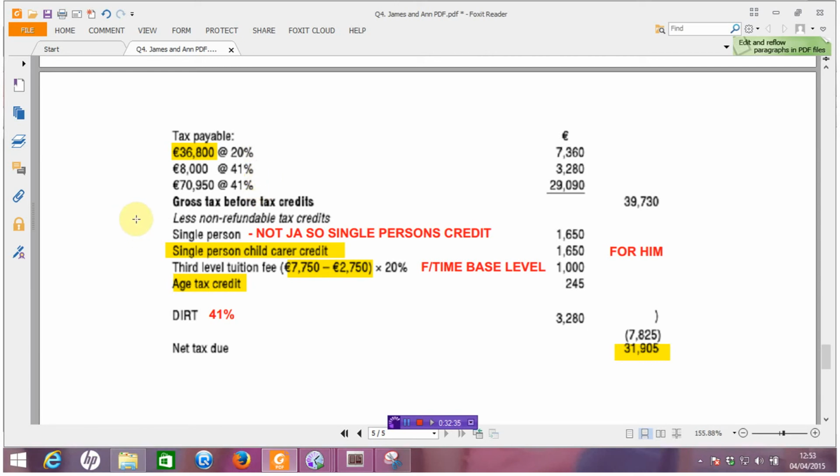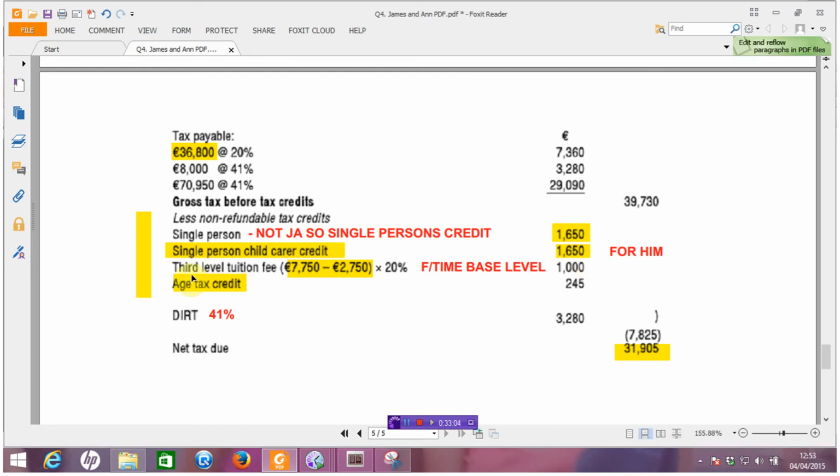Now, in terms of the tax credits, first thing to bear in mind is, as I've mentioned above, he's not being taxed under joint assessment. He's being taxed as a single person. He's deducted his legally enforceable maintenance payments to his spouse. Therefore, it's a single credit for him. We're also told in the question that he is the primary carer. Therefore, the one-parent family credit is going to be relevant.